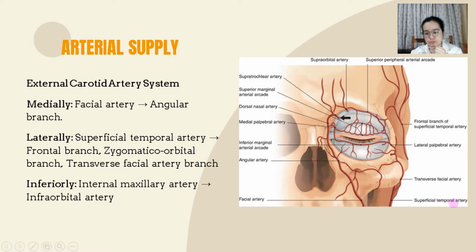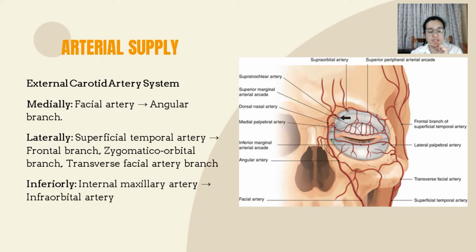Then the superficial temporal artery and its branches, such as the frontal branch, the transverse facial artery, and the zygomatico-orbital branch, supply the lateral eyelids. Then the infraorbital artery, this one, is a branch of the internal maxillary artery, and it exits the orbit through the infraorbital foramen to also supply the lower eyelids.